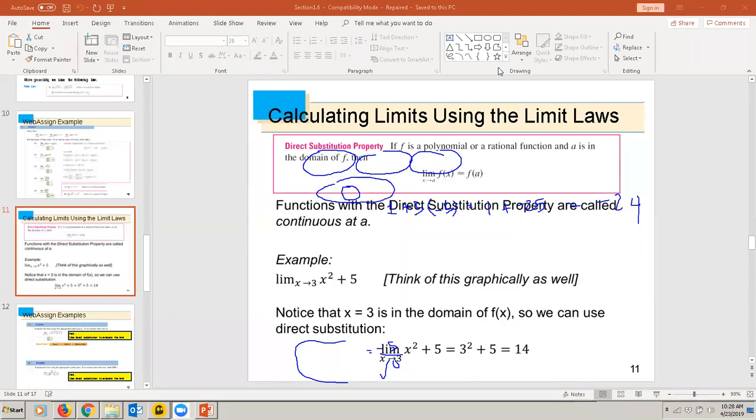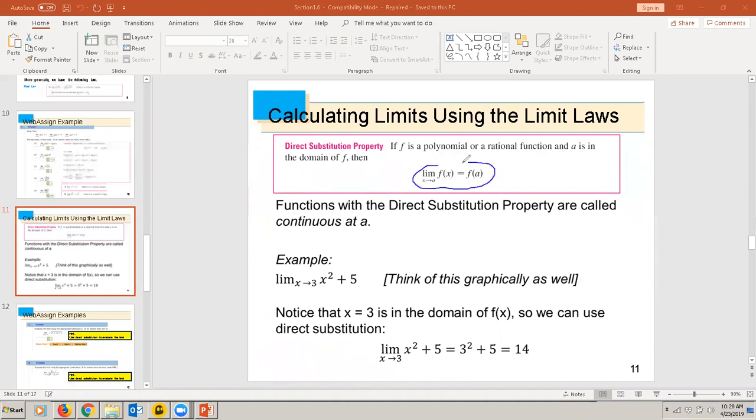All right, folks, we're going to talk here about an important limit property. It's called direct substitution. What it says is if f is a polynomial function, then when you take the limit as x approaches a, it's really going to just turn out to be the function evaluated at that number a.